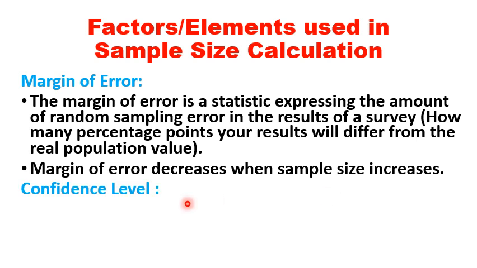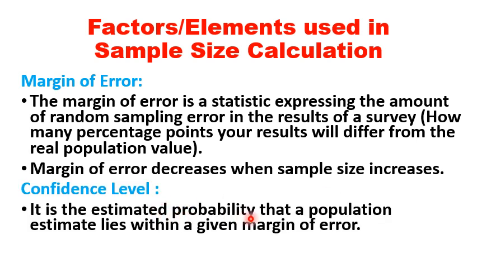The next one is the confidence level. It is the estimated probability that a population estimate lies within a given margin of error.